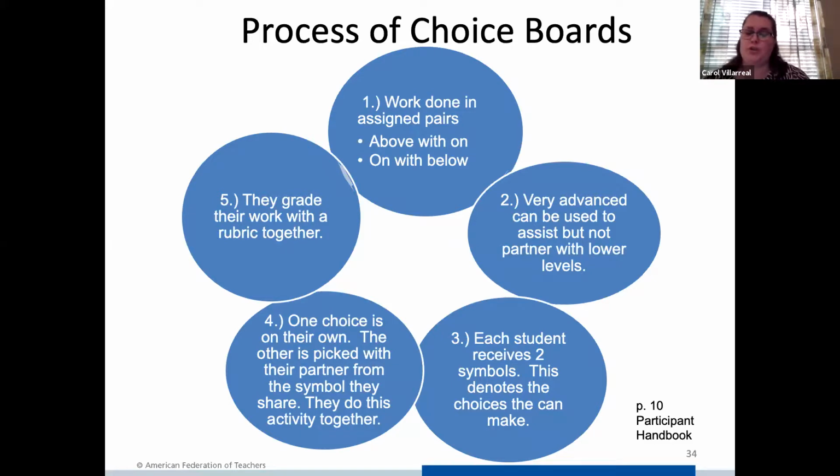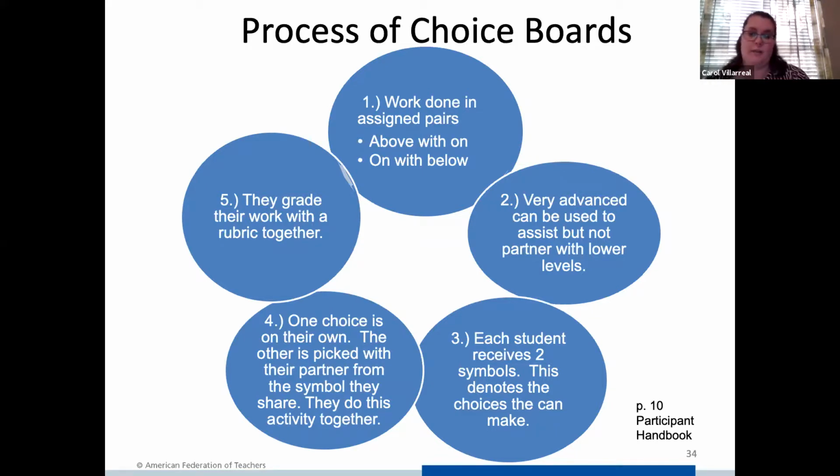So each student will receive 2 symbols. This denotes the choice they can make. So I would tell a student, okay, you are going to be a colored pencil and a home. So they know that they're going to choose one from colored pencil and one from home. One choice is going to be on their own.